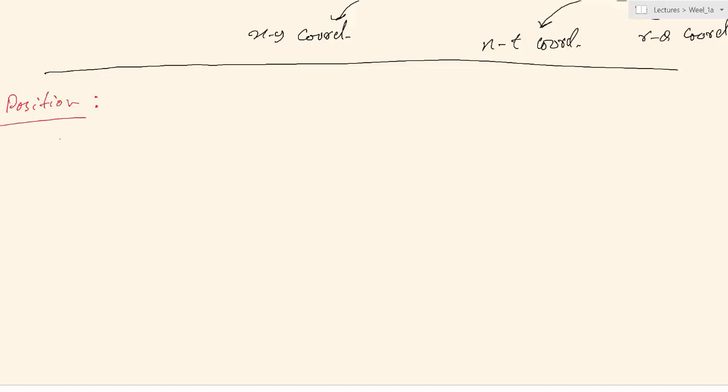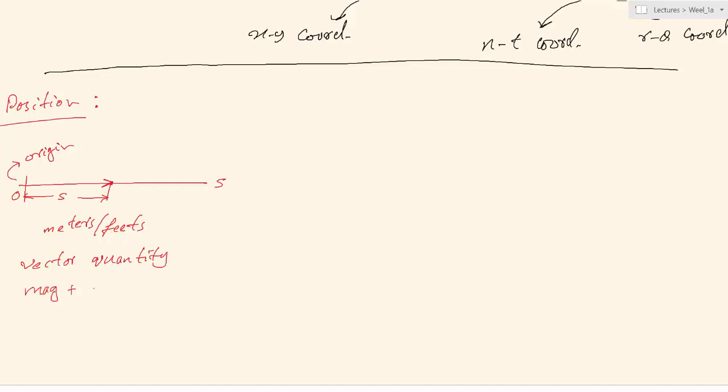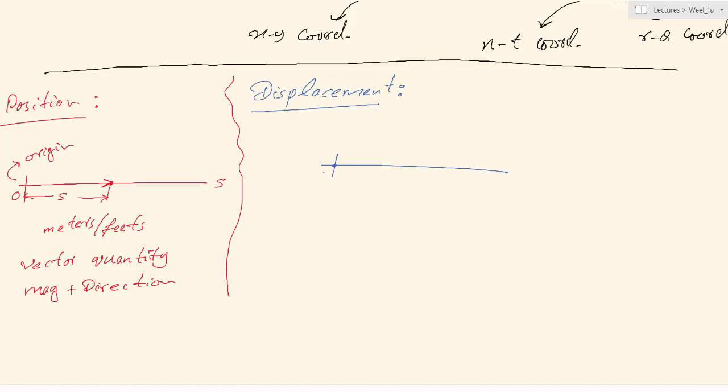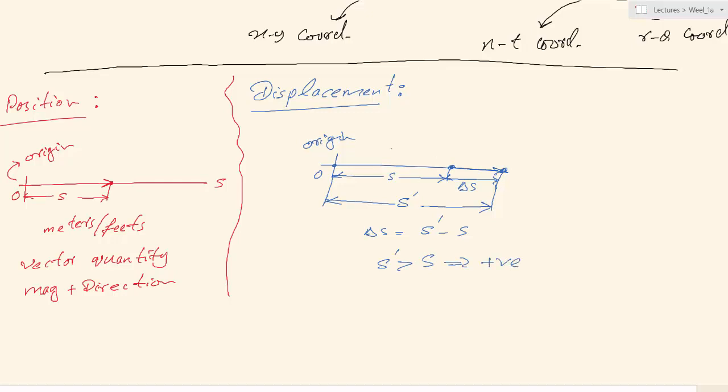Starting with position. Let's say a particle lies on a straight line at a distance s from a fixed reference point O. The length is measured in meters or in feet from the origin O. Mind that position is a vector quantity since it has both magnitude and direction. The displacement of a particle is defined as the change in its position. For example, if the particle moves from one point to another, the displacement is delta S equal to S prime minus S. The displacement of a particle is also a vector quantity, and it should be distinguished from the distance a particle travels.